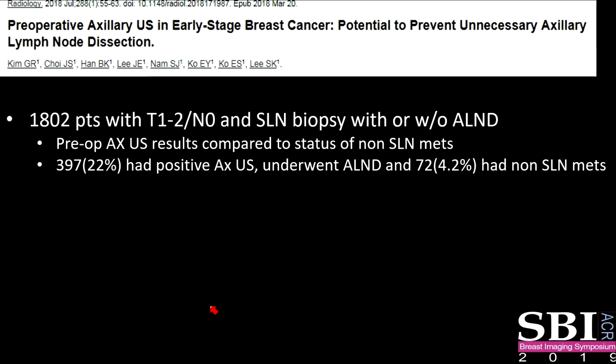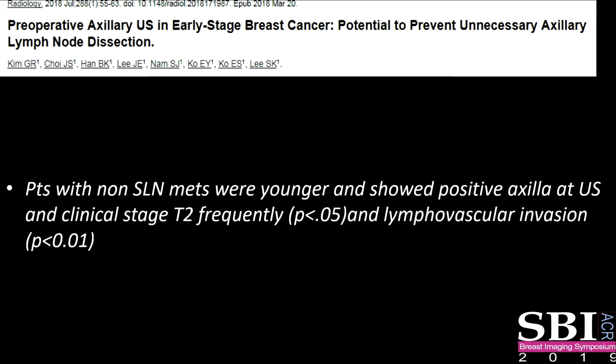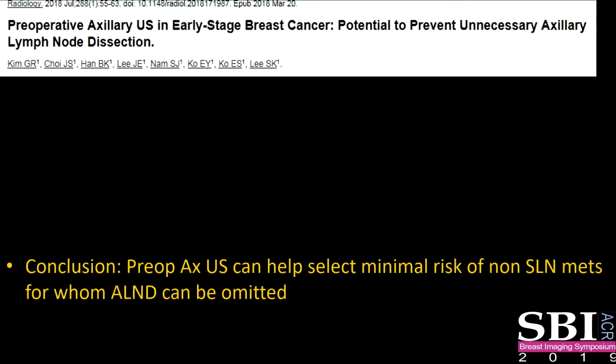So what they found was 22% of patients had positive axillary ultrasound, and a quarter of these had non-central lymph node metastases. They also found that patients who had non-central lymph node metastases were younger, they had a higher stage, and had lymphovascular invasion. So they concluded that preoperative axillary ultrasound can help select patients with minimal risk of non-central lymph node metastases for whom axillary lymph node dissection can be omitted.